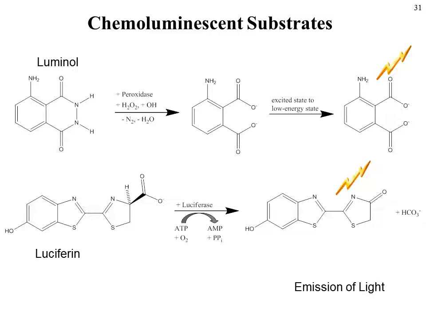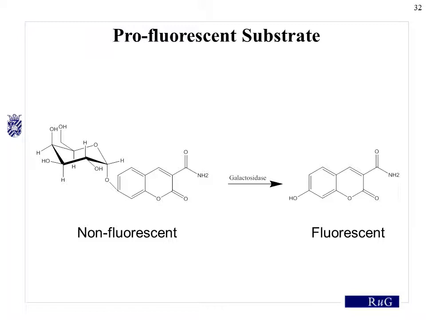Luciferin is converted by the enzyme luciferase under the use of ATP, which is transformed to AMP and oxygen, into a product under the emission of light with the release of hydrogen carbonate. This reaction is well known from the firefly, which lights in the night due to this chemical conversion happening in the fly. Fluorescence is another very sensitive way of detecting substrate to product conversion. Below we see the non-fluorescent substrate, which is a galactose conjugate of a coumarin, that can be converted by the enzyme galactosidase to the fluorescent coumarin product.